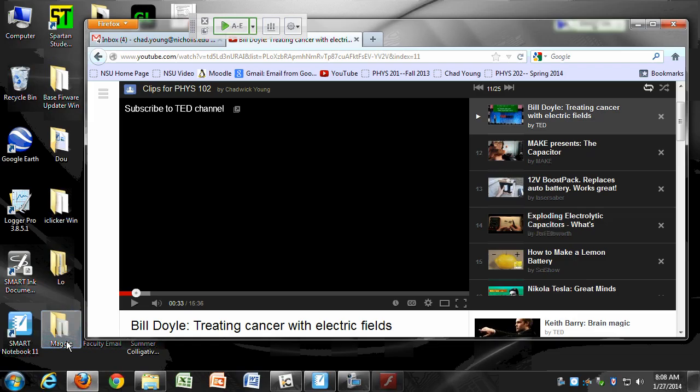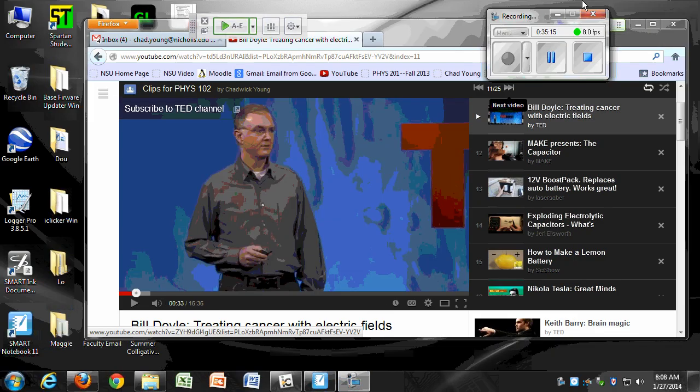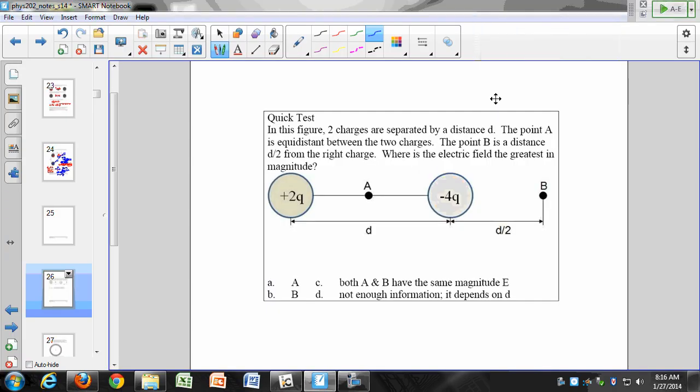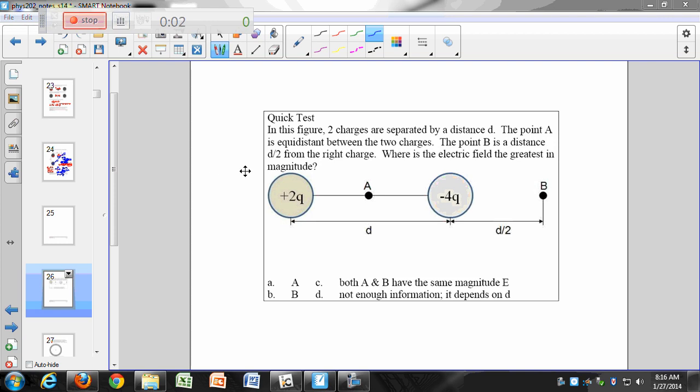Hold on, I'll get in trouble with YouTube if I try to put this up, so let me pause this. I want to know where the electric field has its greatest magnitude. At point A, point B, do both of them have the same magnitude, or does it depend upon the distance D?